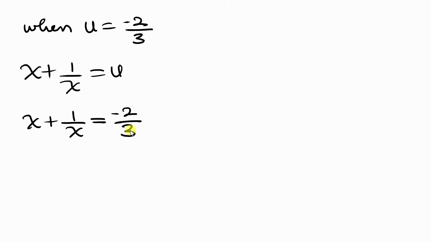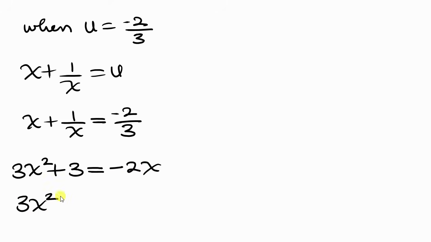Now to clear the fraction, we multiply through by 3x. 3x times x is 3x squared, plus 3x times 1 over x is 3, equal to 3x times negative 2 over 3. We have negative 2x. Now let's move this negative 2x to the left. We have 3x squared. As this crosses, it becomes positive 2x, and then plus 3 equal to 0.